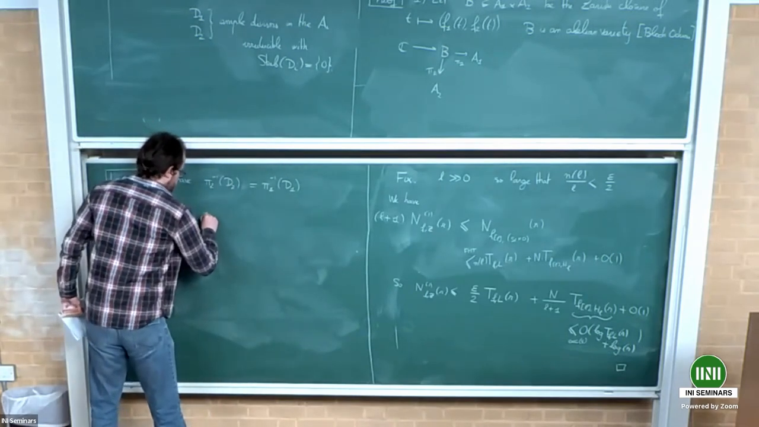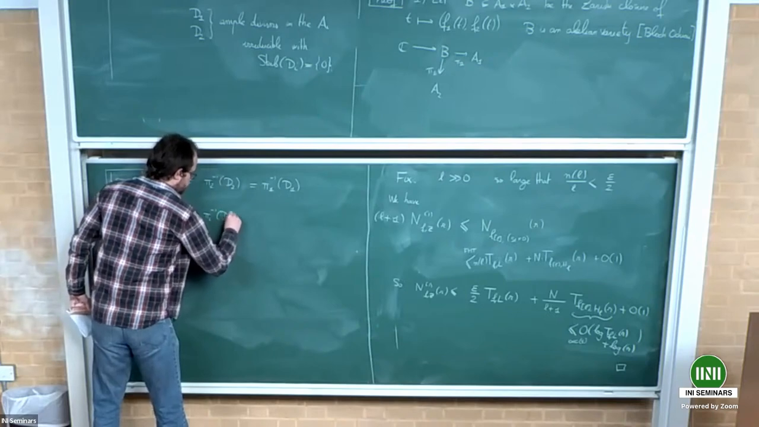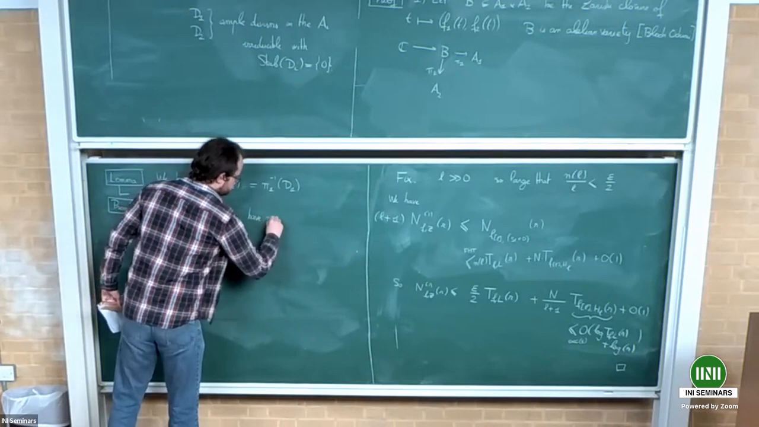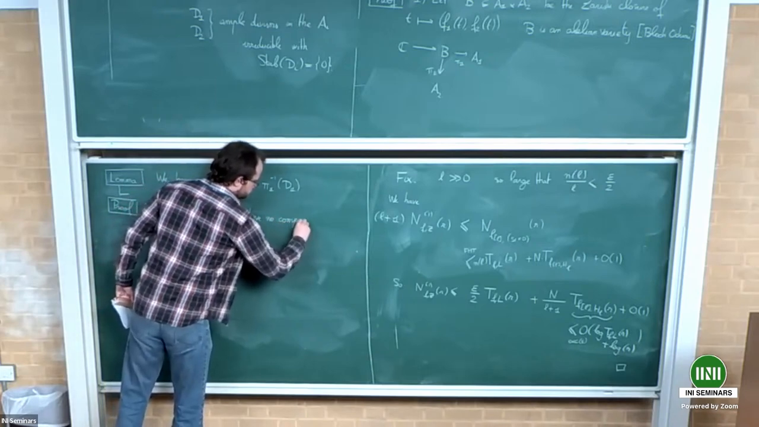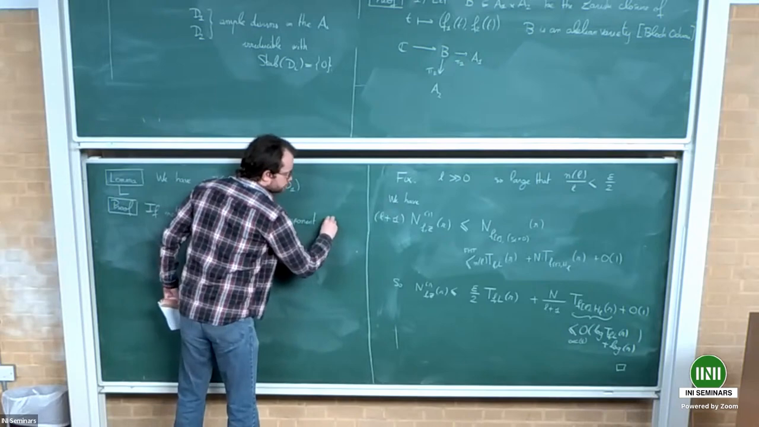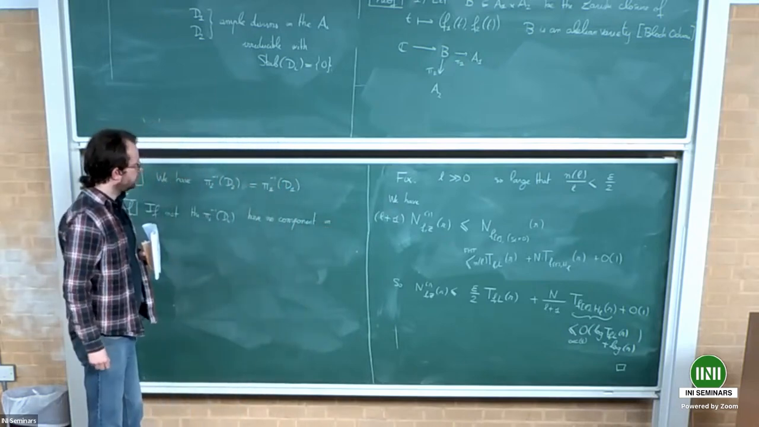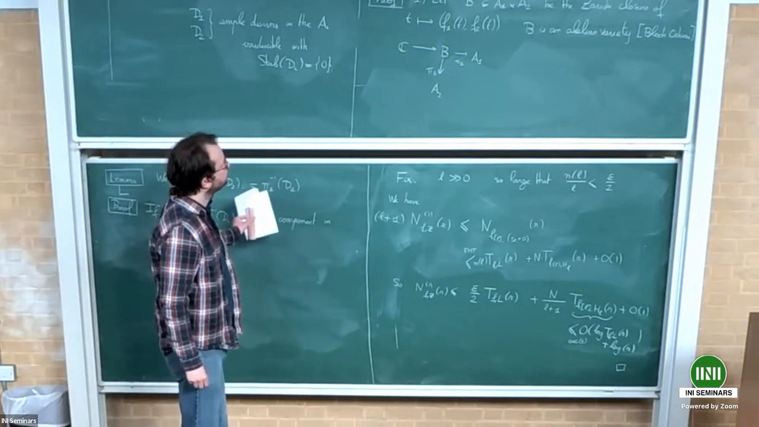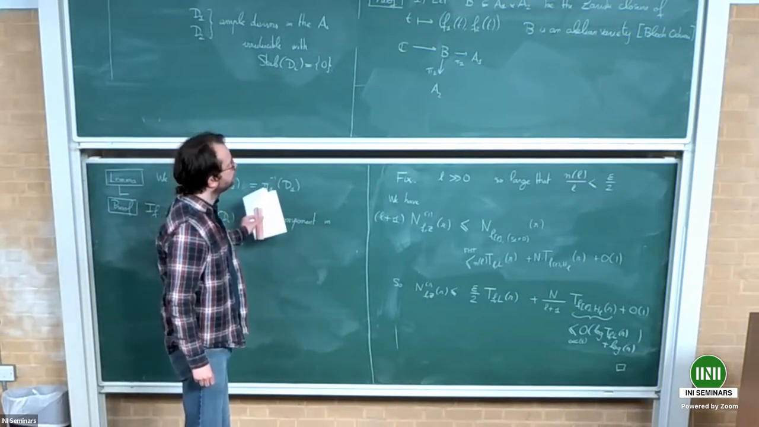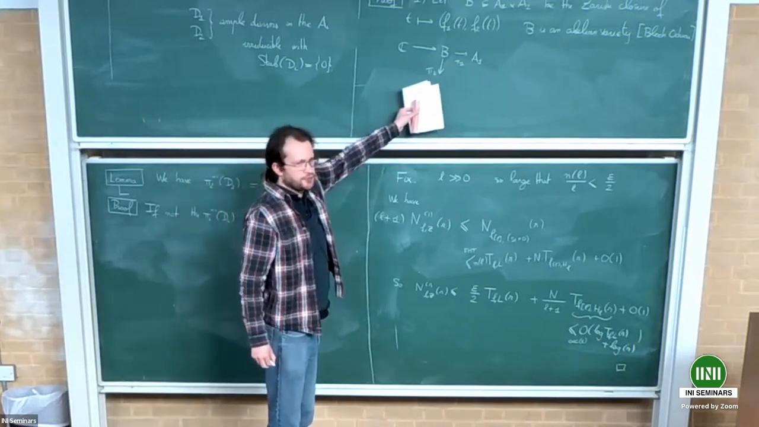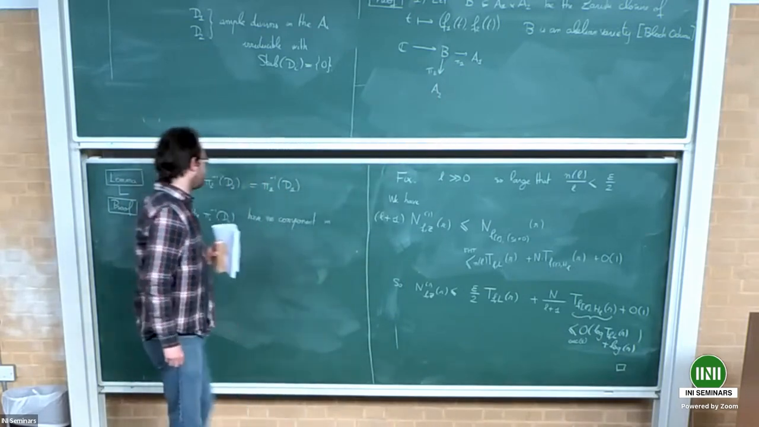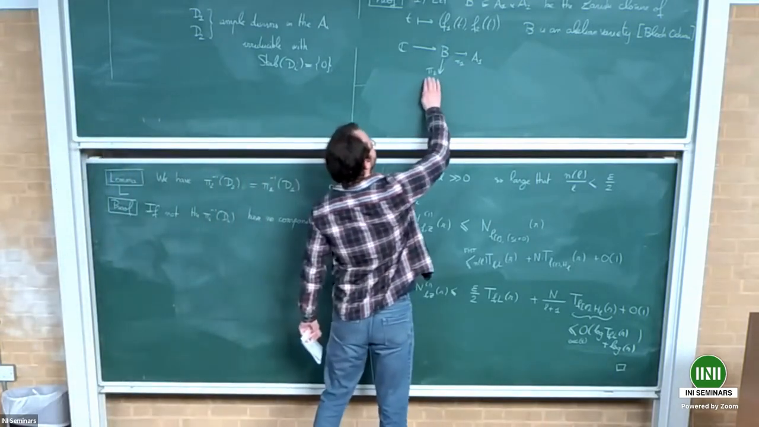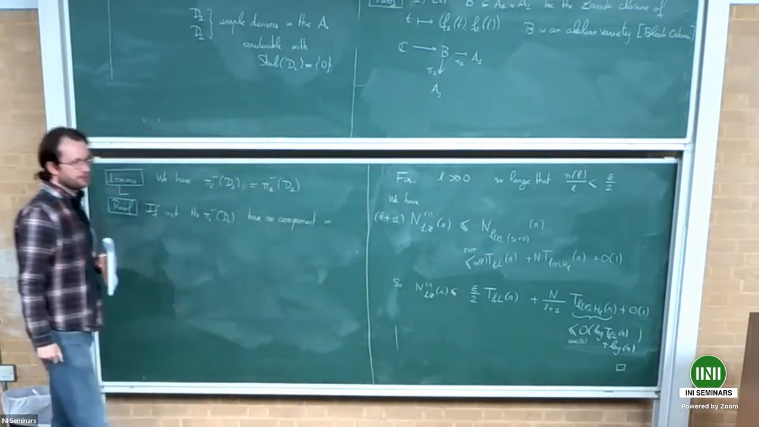So if not, these two have no component in common. Sorry? Yes, so I called pi the map starting from B. Yeah, maybe it's not the best, but I hesitated to call pi the map starting from A1 times A2.